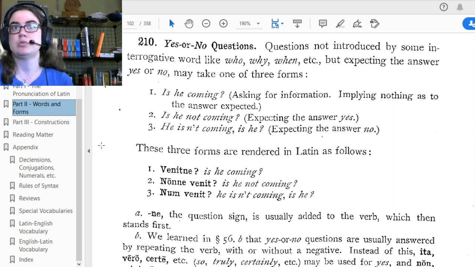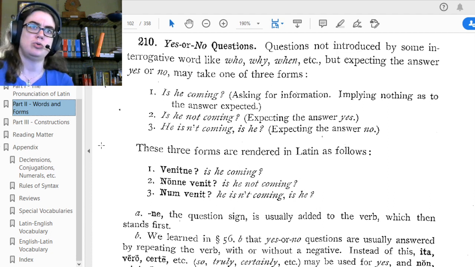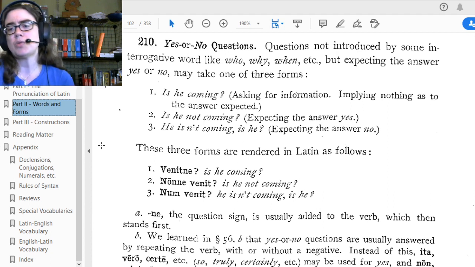Venit-ne? Is he coming? So the ne is the neutral question word. It gets attached to the first word of the sentence, which is usually a verb in a question. When you're expecting a yes, nonne. So you put nonne in a question that expects yes, and you put num in a question that expects no. The question sign is usually added to the verb, which is first.